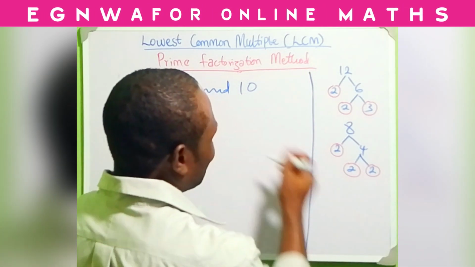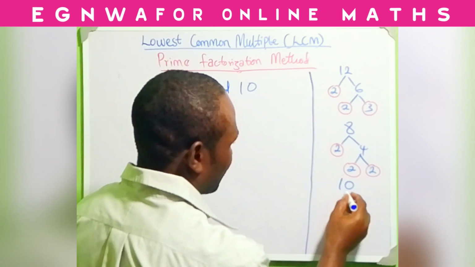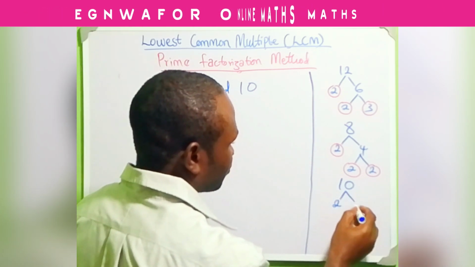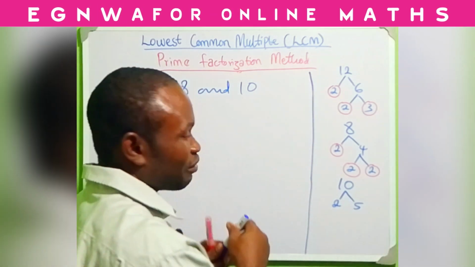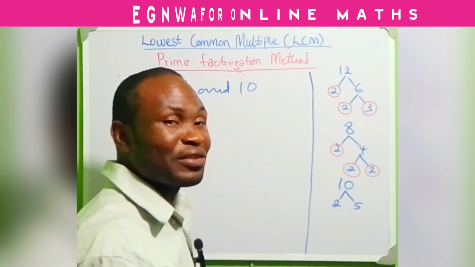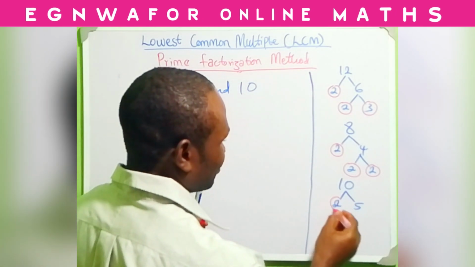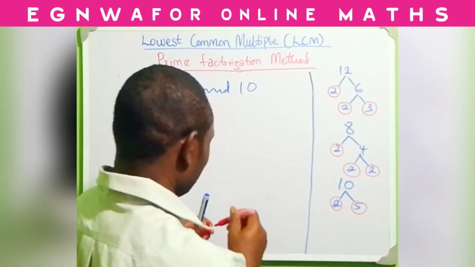Now we get for another one, we get 10. 10 here. So 2 go fit divide 10. 2 in 10 we get 5. But if you reach here, you know say 5 na prime number. You no fit divide again. So here we get 2, and we get 5.